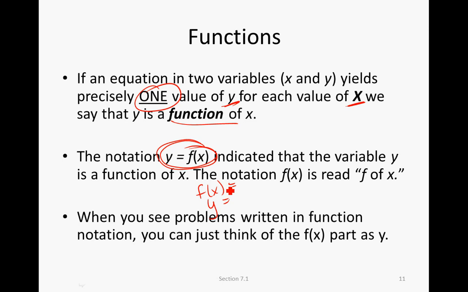And so the last example that we had done, we had said y was 2x minus 4. So f of x is equal to 2x minus 4. Those two are the same thing. The function of x is equal to 2x minus 4. Or there's one value of y for an x when substituted into the equation 2x minus 4. So when you see problems written in function notation, you can just think of the f of x part as y.